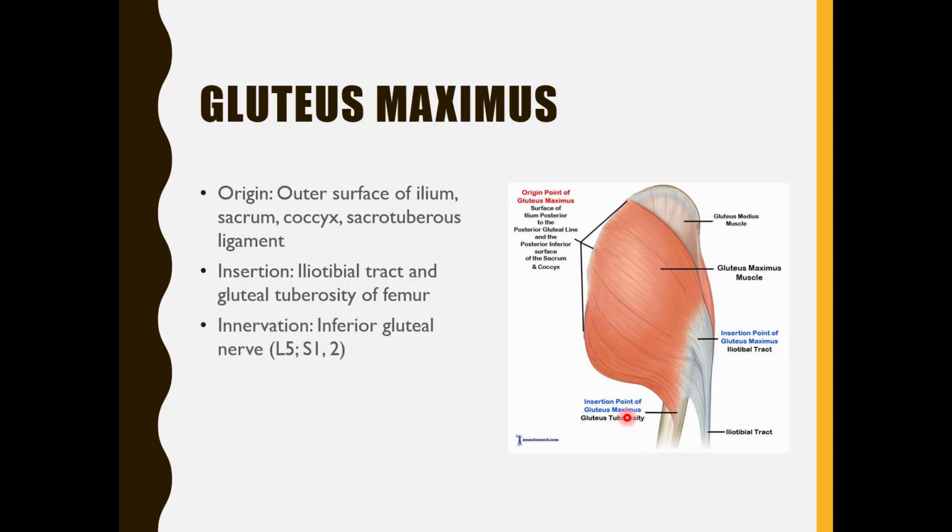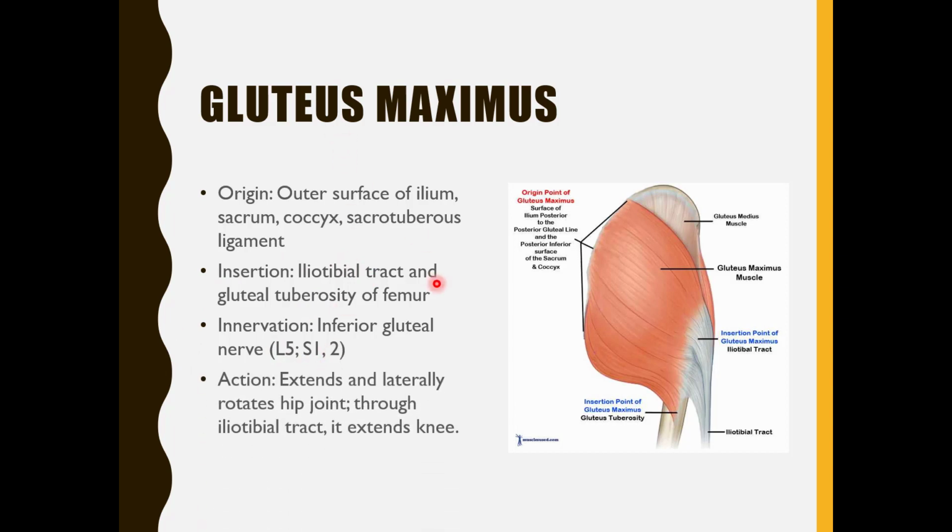It is supplied by the inferior gluteal nerve. This is very, very important. The innervation of the gluteus maximus muscle is asked in exam. This is inferior gluteal nerve L5, S1 and S2, which is supplying the gluteus maximus muscle. Gluteus maximus muscle extends and laterally rotates the hip joint, but through the iliotibial tract it will extend the knee. Okay, it will extend the hip joint as well as it will extend the knee.